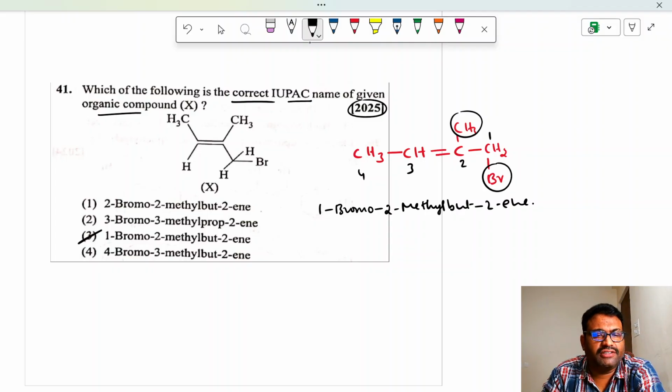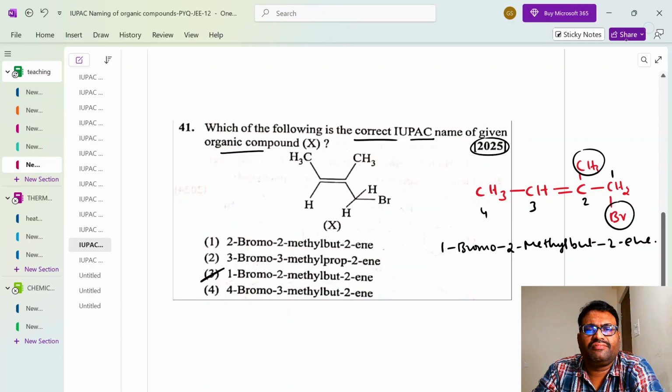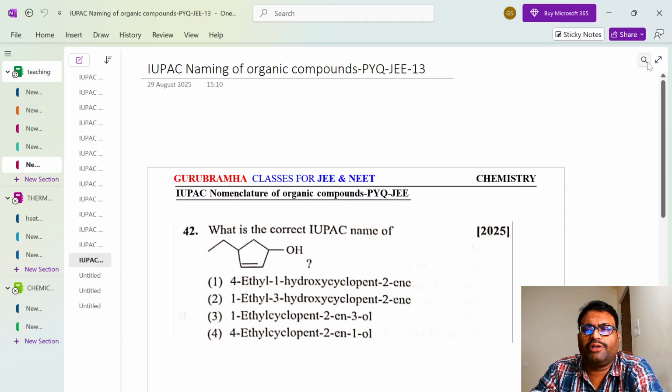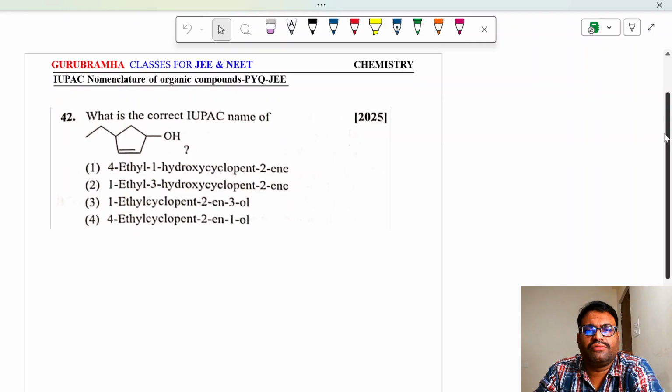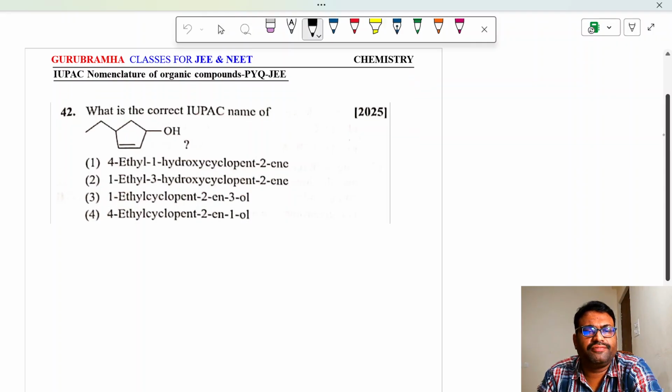So where is the answer? The third one will be the correct answer. Simple questions are asked. The thing is that we need to remember all the rules. Then we can do it.